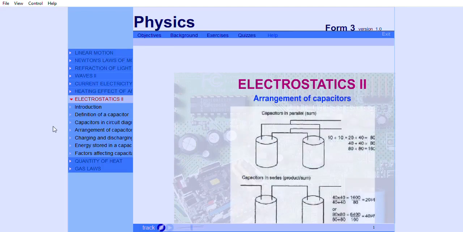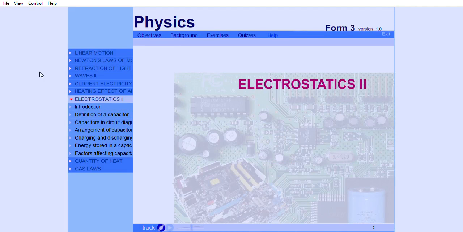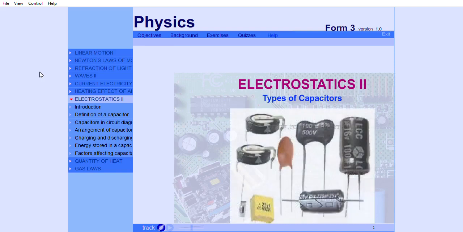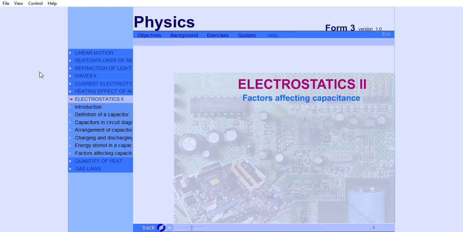Arrangement of capacitors, and factors affecting capacitance. In this topic, the following subtopics will be covered: types of capacitors, arrangement of capacitors, and factors affecting capacitance.